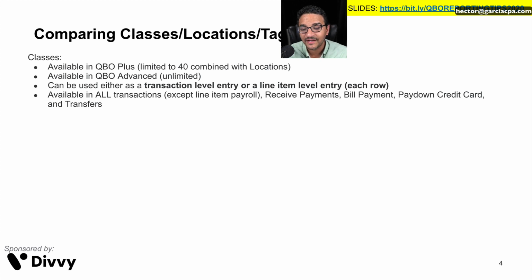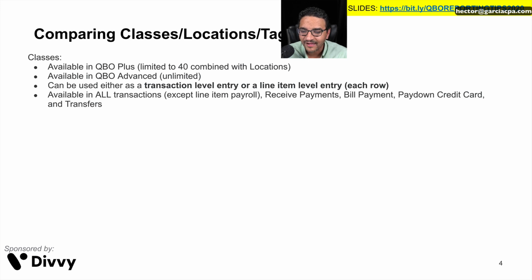Now, classes are going to be available in all transactions with the exception of payroll line items. A paycheck can actually have a class, but no specific line items inside the paycheck could have different classes. So one paycheck would have an entire class associated with it. You cannot use classes in receive payments. You cannot use classes in bill payments, specifically because those two are tied or linked to other transactions that would otherwise have a class.